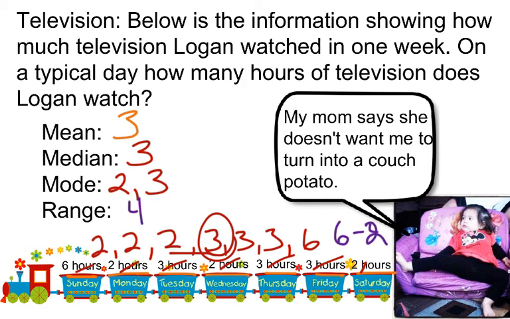So when I use this data, I can see, okay, well my average is 3. That 6 could have skewed it a little bit high. But my median, which is the middle number, is also 3. Again, it's because of that 6. So my mode, or most often, is 2 and 3. So in this case, in order to be a little bit more accurate, I would say on a typical day, Logan watches 2 to 3 hours, or you can even say, oh, close to 2.5.